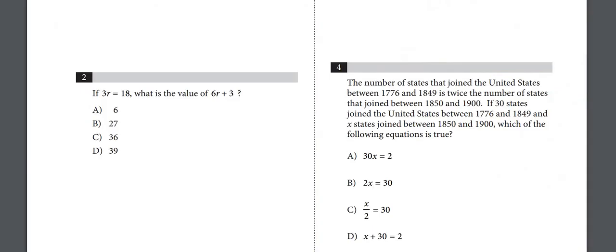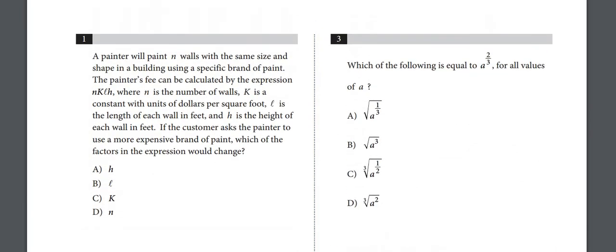Alright, let's move on to question number 3. Question is, which of the following is equal to a to the power 2 over 3 for all values of a? So if you're given 4 choices, A, B, C and D, let's solve for each of these choices to see which one equals a to the power 2/3. Alright, let's go to the solution then.